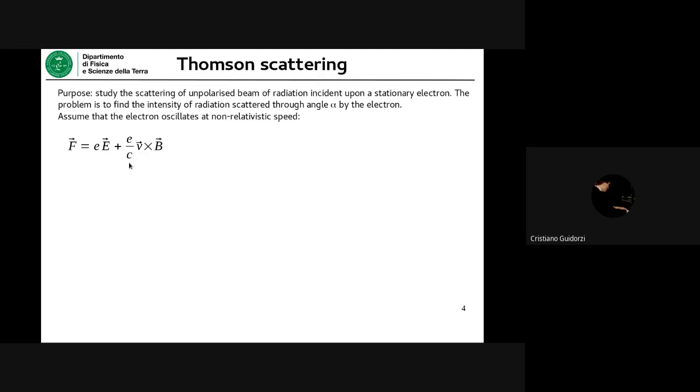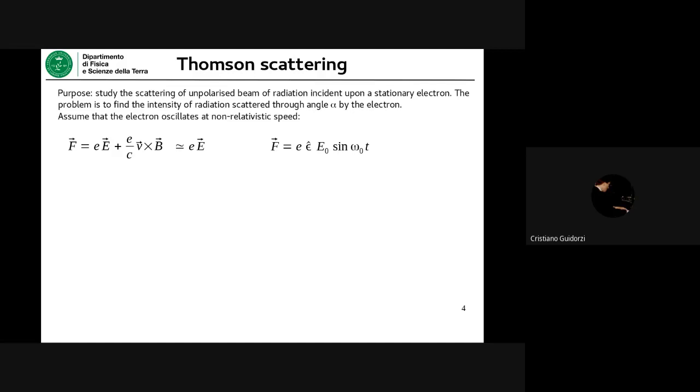You immediately see that, having to do with a non-relativistic electron, v over c is much smaller than 1. If you compare the magnitude of the two terms, the Coulomb term is much stronger than the Lorentz term, because if you remember, in a plane wave E has the same magnitude as B, but v over c is much smaller than 1. So overall the Lorentz term is negligible with respect to the Coulomb term, and you can approximate the resulting force acting on the electron as just eE, the electron's charge times the electric field of the wave.